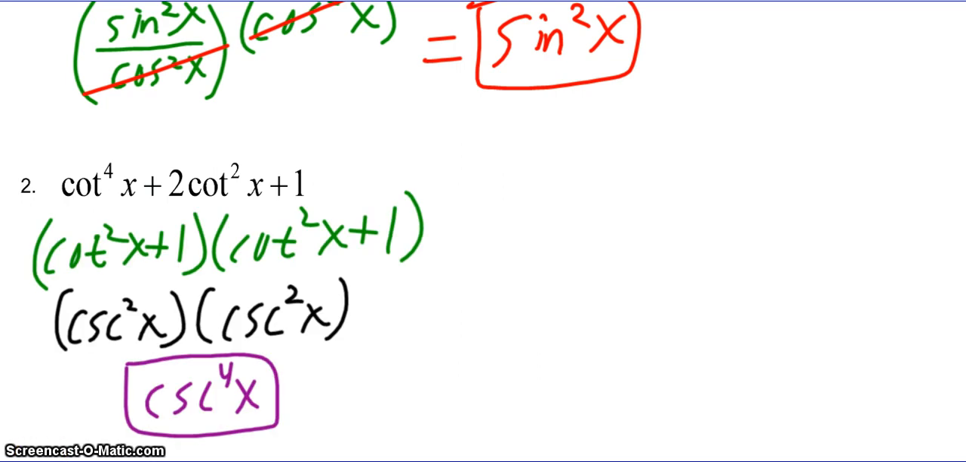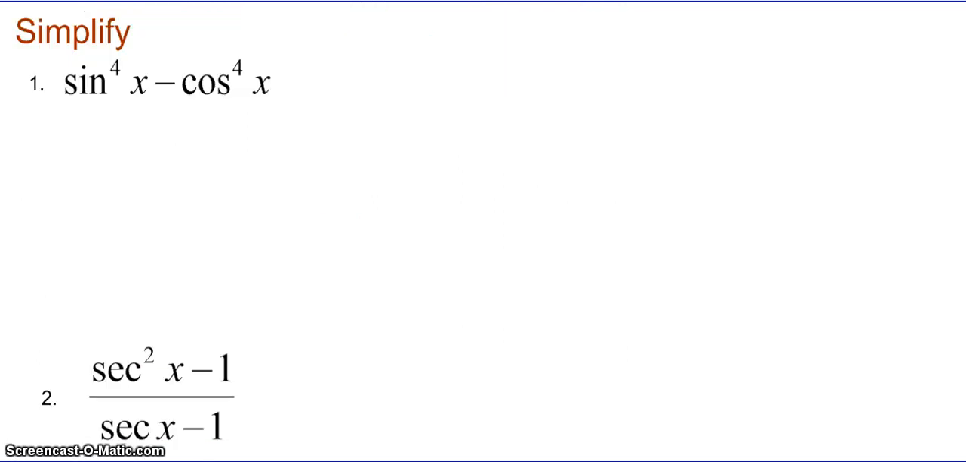Alright, so here we want to recognize that this expression originally is of quadratic form. So I can factor it like a quadratic, and it actually factors into, it would be a perfect square trinomial. Cotangent squared x plus 1 times cotangent squared x plus 1. Cotangent squared x plus 1 is cosecant squared. So I end up with cosecant squared times cosecant squared, which is cosecant to the 4th. Alright, a couple more. So here I want you to try and simplify sine 4th x minus cosine to the 4th x, and then secant squared x minus 1 over secant x minus 1. So again, pause the video, unpause when you're ready to check your work.